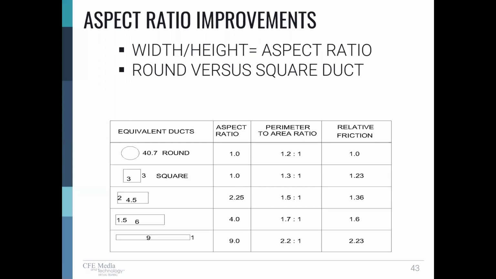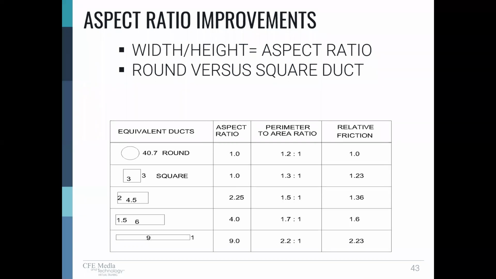Next, for those of you who are not familiar with aspect ratio, it is the ratio of the width of the duct to the height of the duct. That gives you an aspect ratio so that you can decide how much losses you have, whether you have a wider duct or a narrower duct. So this little chart sort of synopsizes everything.